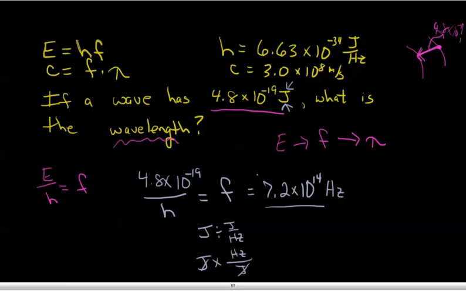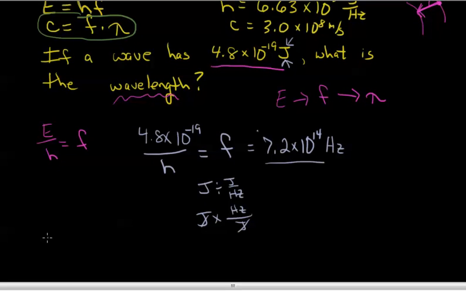So let's see if we can figure out what the wavelength is. All right, right here, the speed of light is a constant, and that's equal to the frequency times the wavelength. So the wavelength is going to be the speed of light divided by the frequency. So that's just going to be C, 3.0 times 10 to the 8th meters per second, divided by 7.2 times 10 to the 14th hertz.